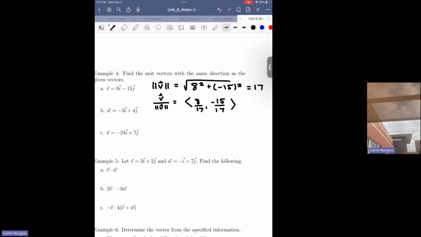You'll notice I'm writing these in the component form. There's absolutely nothing wrong as well with writing this as 8 over 17 i minus 15 over 17 j. That's also perfectly fine. I'm just defaulting to the component form. But they're interchangeable. They're the same.